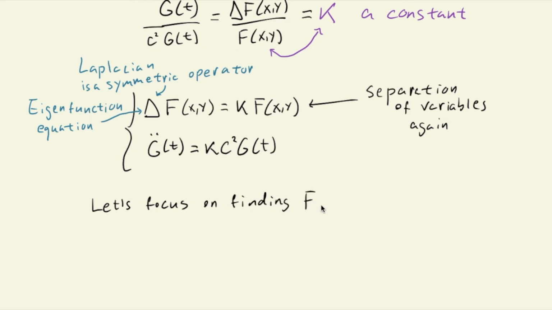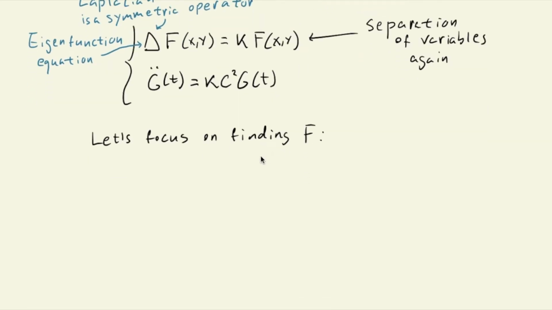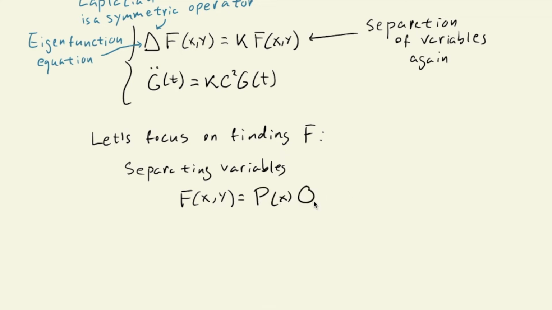Okay, so we're going to separate variables again. We're going to assume that f of xy is equal to a function of x times a function of y. So the function of x I'm going to call p of x. The function of y I'm going to call q of y. Now we take this form for f and we plug it into the equation that we're trying to solve.